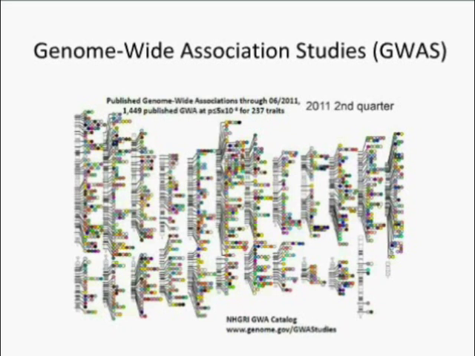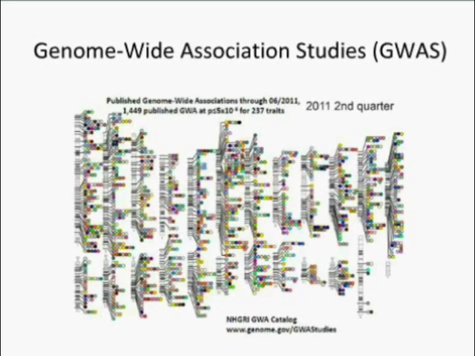You collect data on individuals who have some trait of interest. For example, they might have some disease. And you collect more data on other individuals who don't have that trait. For example, they don't have the disease. Then you measure, let's say, 1 million or more genetic markers for each individual, and you look for differences in the genetic markers between the two groups of people.